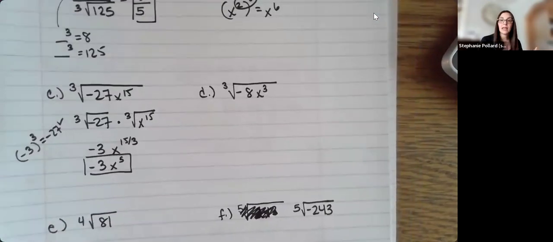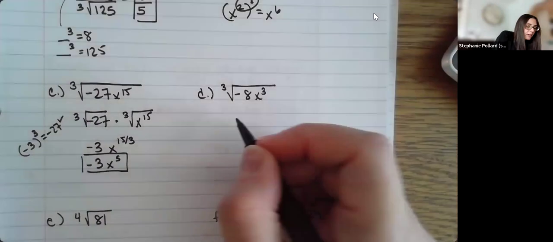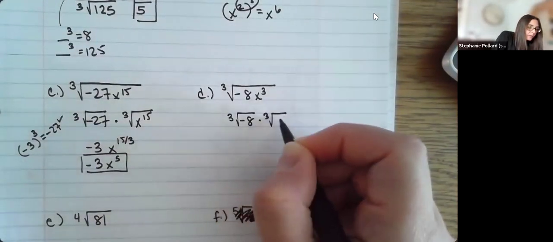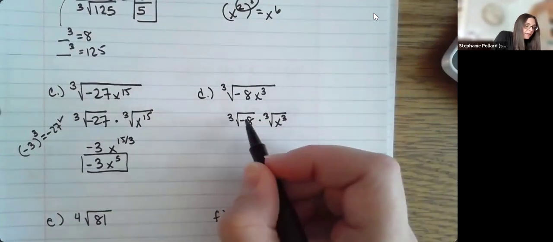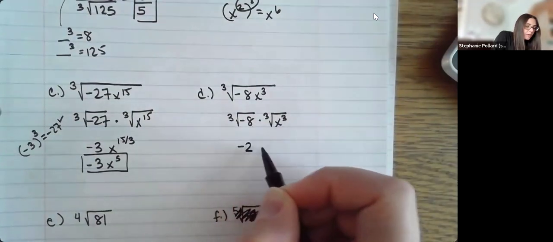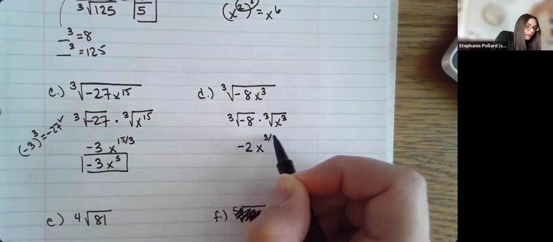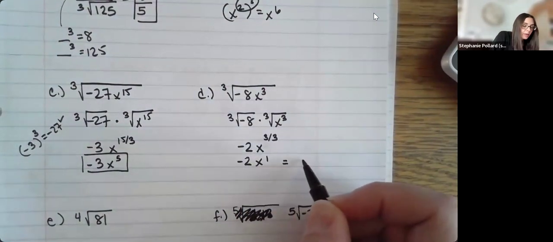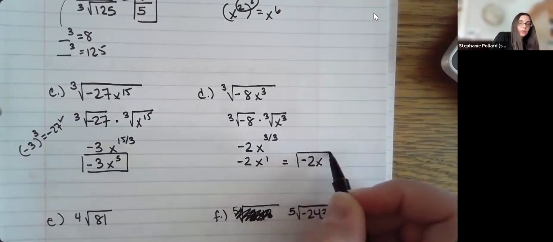It'll be the same idea in the next example. So just kind of taking your time and looking at it piece by piece. The cube root of negative 8 is negative 2. This becomes x to the 3 over 3, which is x to the first power. But again, you don't really need the first power, so we can just write this as negative 2x.